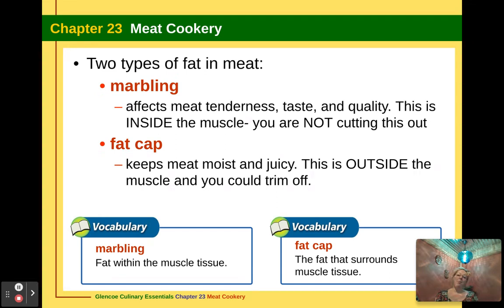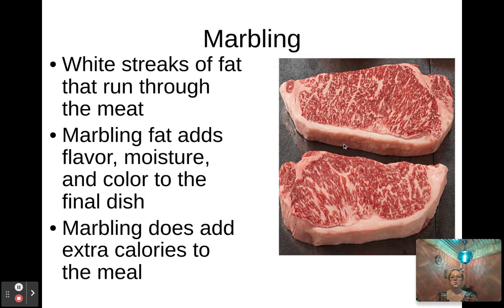The fat cap, on the other hand, does keep your meat moist and juicy, and so it's important sometimes to leave it on the outside, even if you don't want to eat it. This is on the outside of the muscle. You could trim that off, but depending on your cooking method and your cut, you probably want to leave that on.